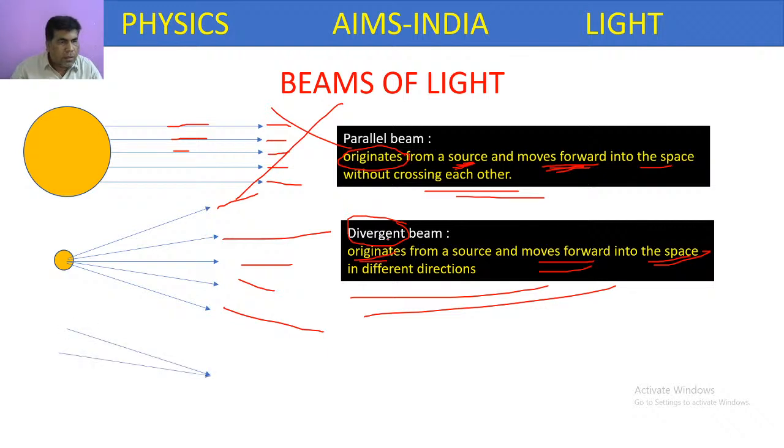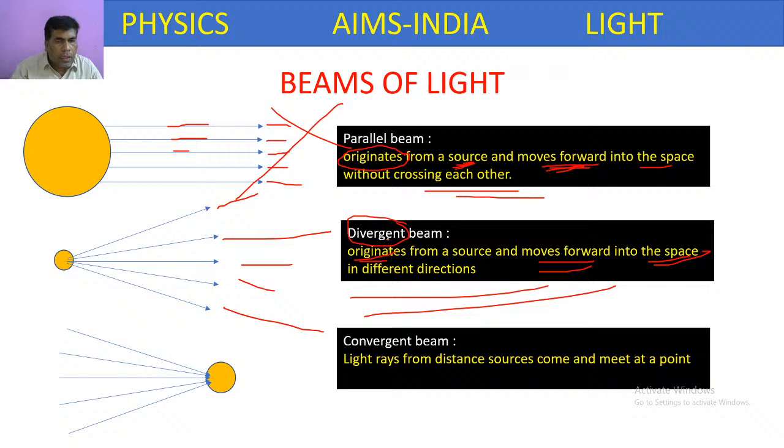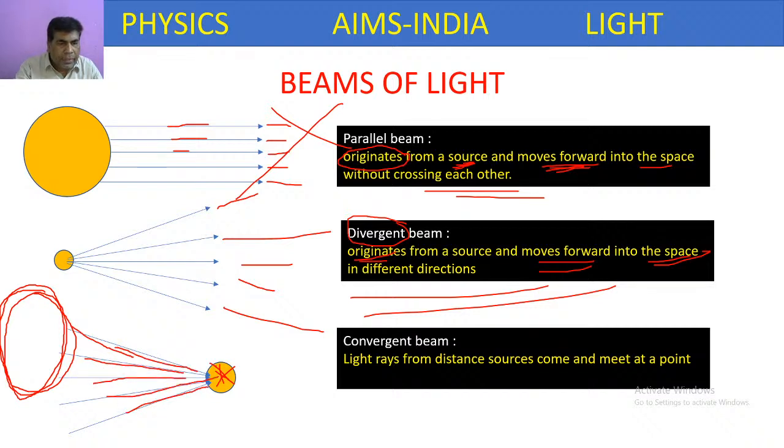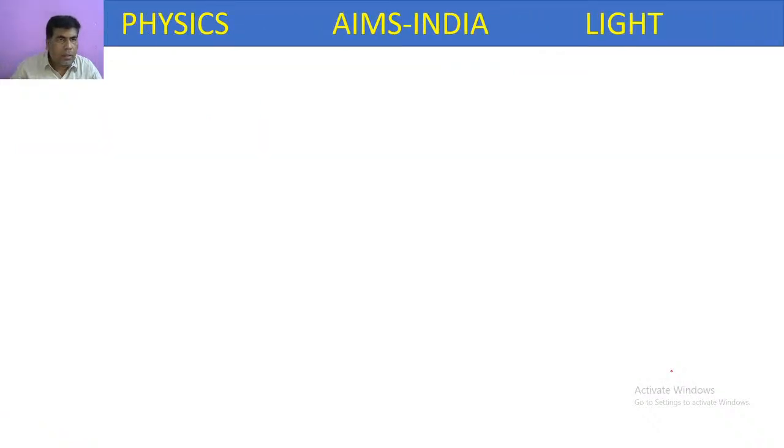So next. Actually, this source should not be here. Let us assume this is the source. From the distant source, all the rays are coming. How are they appearing? They appear to be meeting at a point. They are meeting at this point. So this kind of beam is called a convergent beam. They will come and meet at a point. So like this, we have three types of beams. So next.